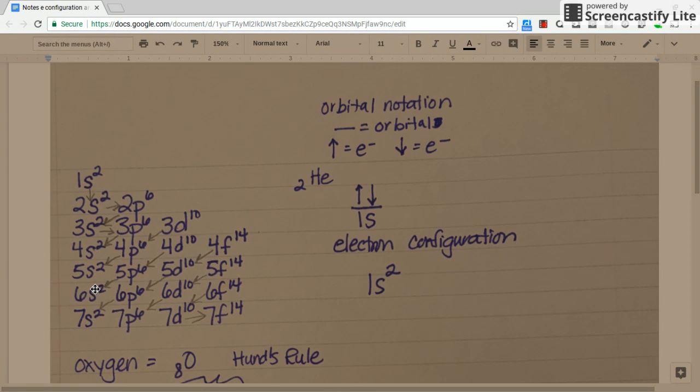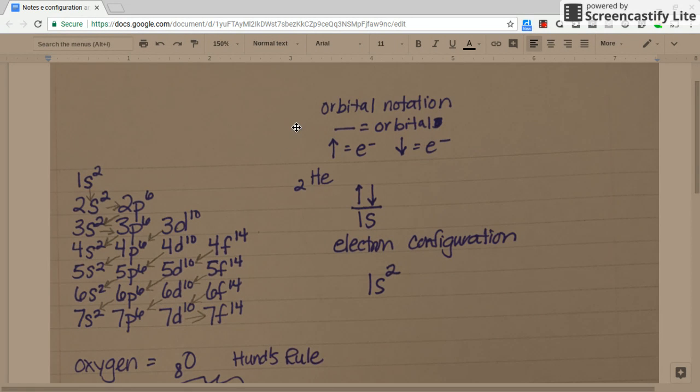6s, and then from 6s, you jump all the way up to the corner, 4f, and this one you're going to go all the way to the bottom corner. So 4f, 5d, 6p, 7s, and then 5f, 6d, 7p, and that's usually all the farther you would go, but you do have 6f, 7d, and 7f. But normally you won't go any higher than 7p.